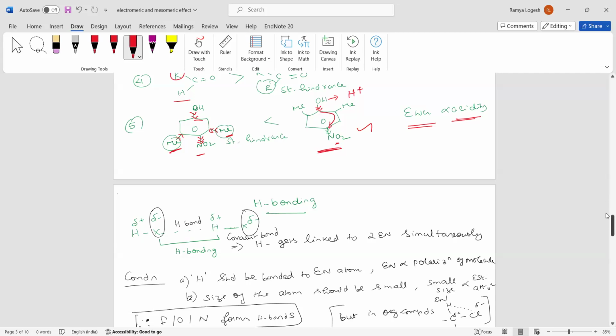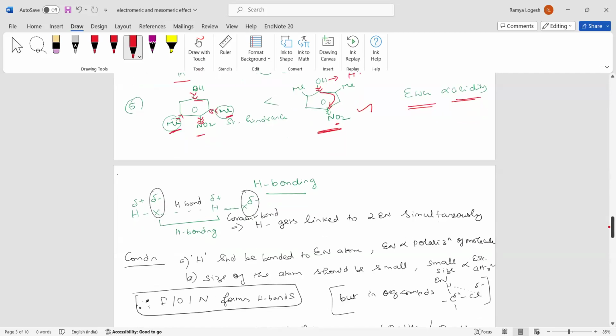Is that clear? Can we move on to the next topic? Ma'am, could you explain the fifth point? What, ma'am? Fifth point. This point. Yes, ma'am.